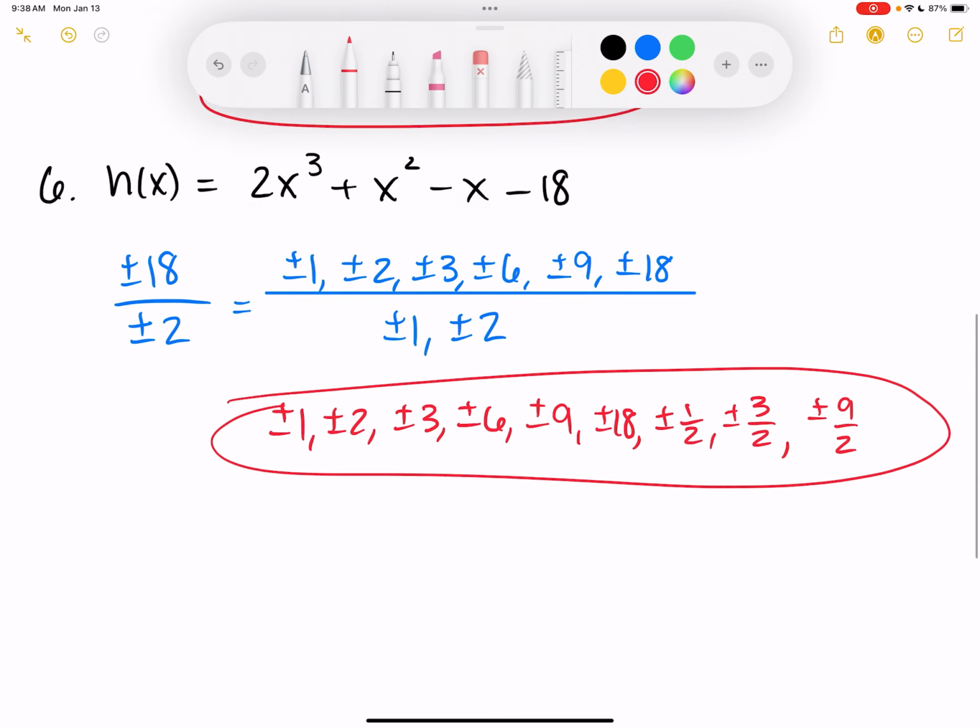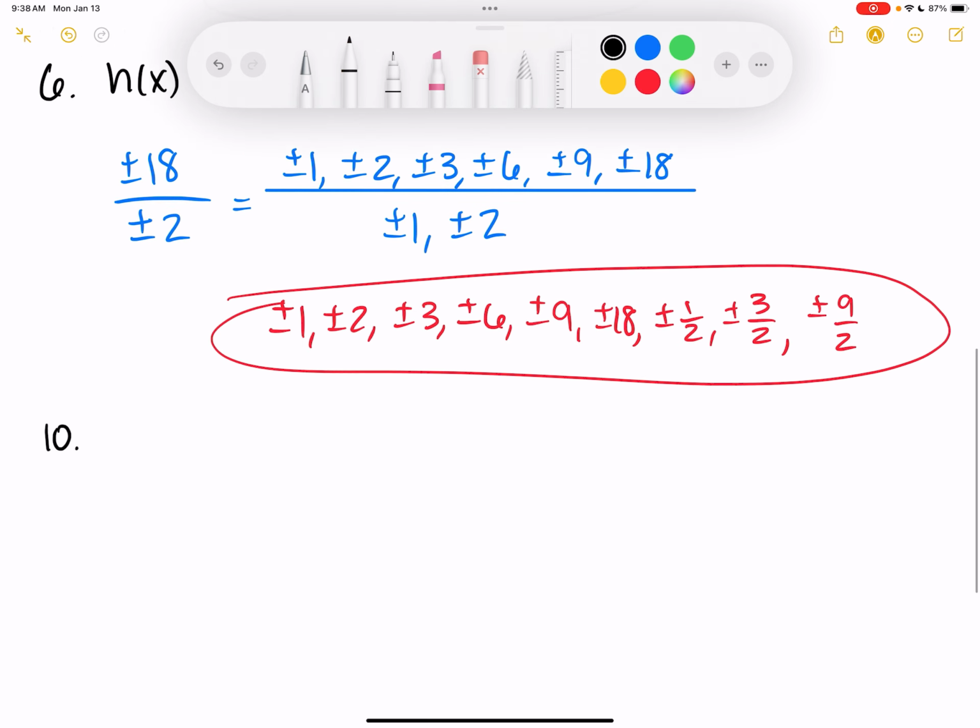All right, number 10. h of x equals 6x cubed minus 3x squared plus 12. And because I'm sure it will end up being a question at some point, missing terms don't matter as far as finding the possible zeros. It will matter when we find out which zeros are actually zeros. When we do synthetic division, we have to have all the terms listed. So this one is plus or minus 12 over plus or minus 6.